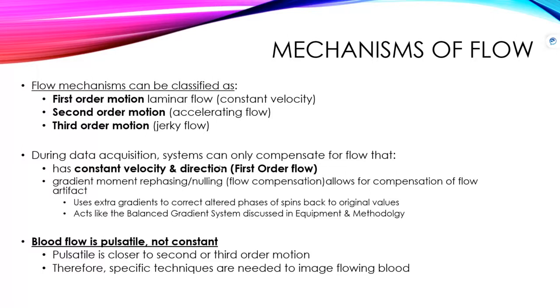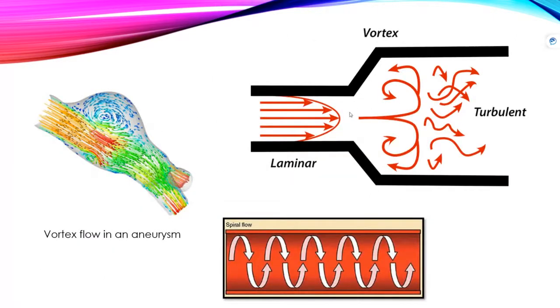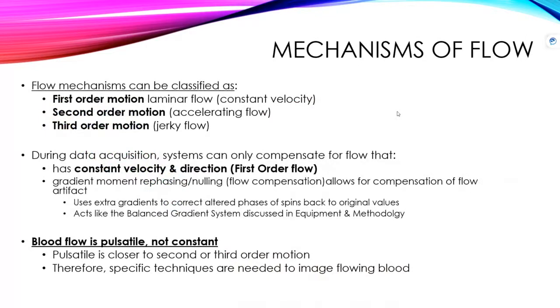So first order motion is laminar. Second order would be like vortex, where it comes through a stenosis and starts accelerating. And then turbulent would be third order or jerky motion. During data acquisition, the only type of flow that we can actually compensate for using our data acquisition processes is first order flow, which is that constant velocity, constant direction.